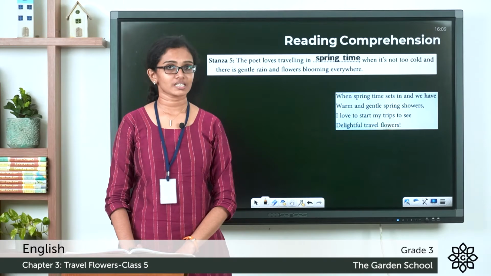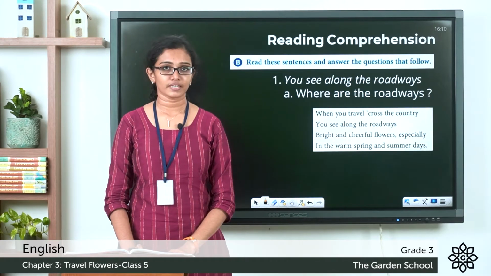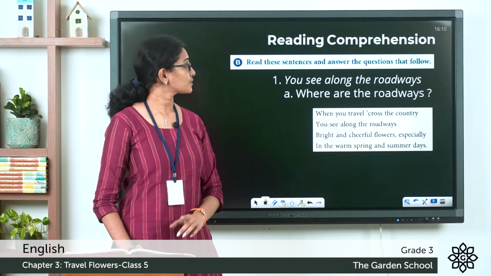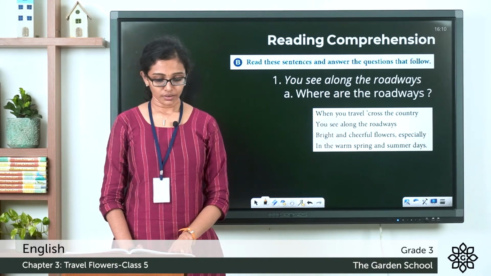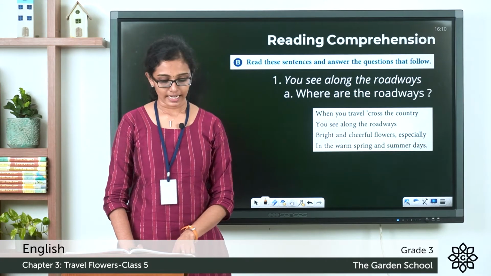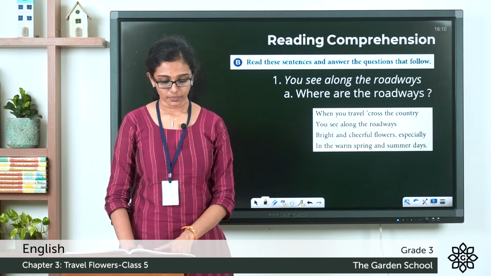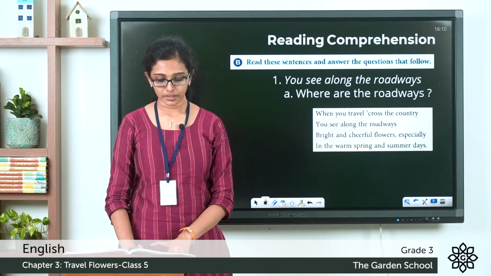Now let's move on to section B. Read these sentences and answer the questions that follow. So what's the first question? You see along the roadways. A line from the poem is given and below that you are given two questions. What is the first question? Question 1A. Where are the roadways?